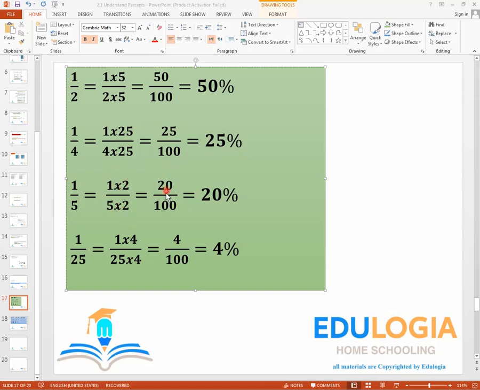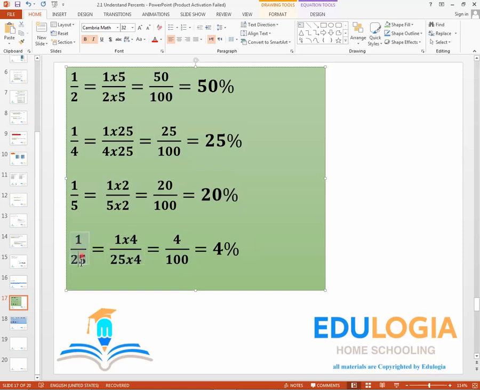For number 3, 1 over 5 here, multiply by 2. 1 times 2 is 2. 5 by 2 is 10. And I increased zeros up and down. Why? Because I need 100 in the denominator. I always need 100 down, because the percentage is out of 100. So 1 over 5 became 20 over 100. 20 over 100 means 20%.